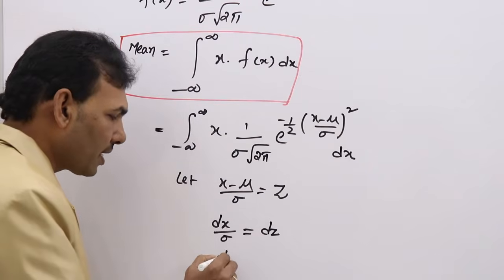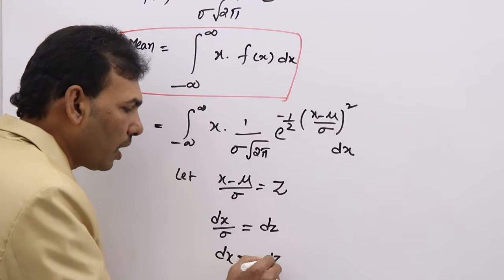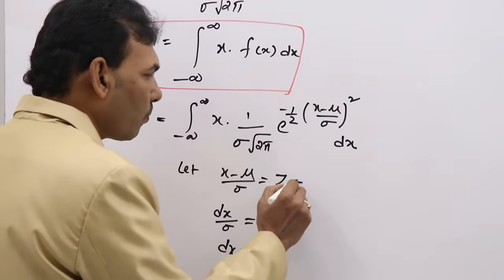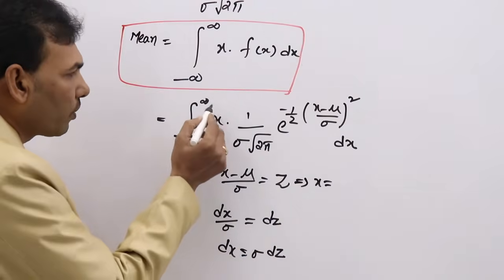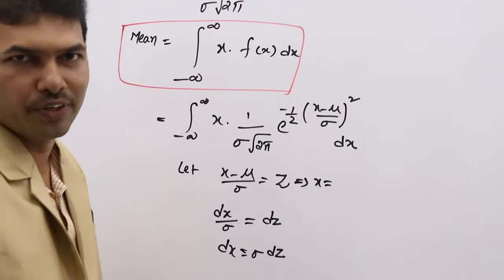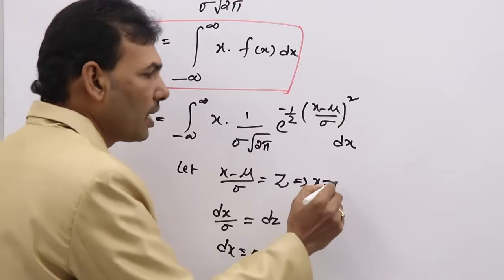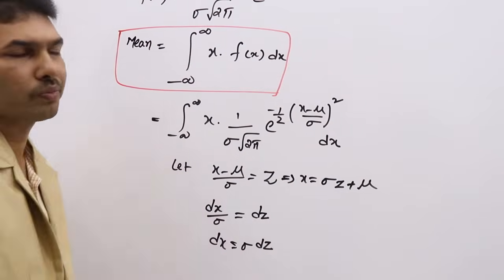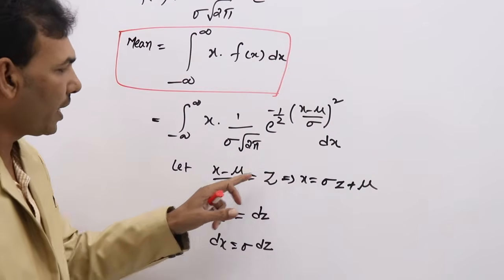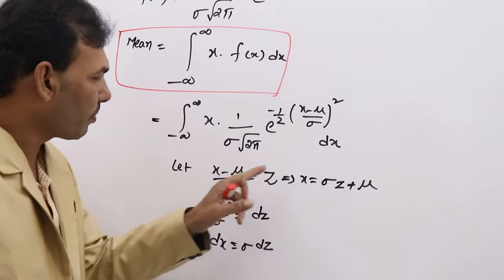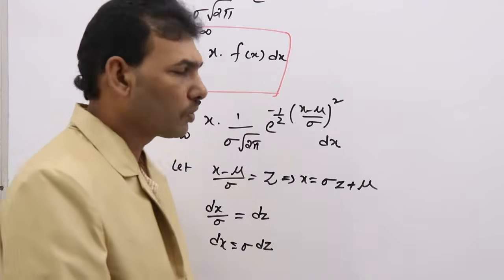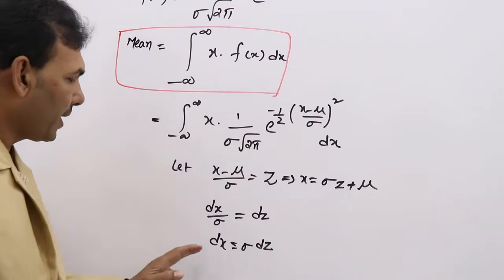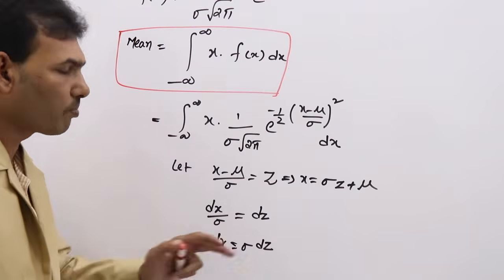What is dx? dx equals sigma dz. Now from this, what is x? We need to write x in terms of z. If you take sigma to this side, that becomes sigma z. If you take minus mu to this side, it becomes plus mu. So sigma z plus mu is x, and dx by sigma is dz, so dx is sigma dz.